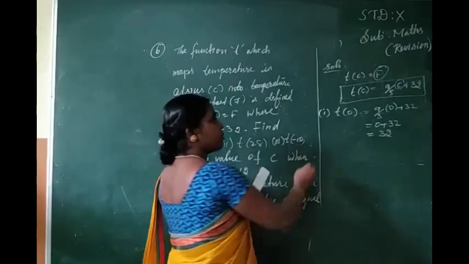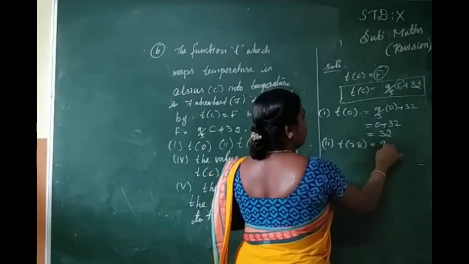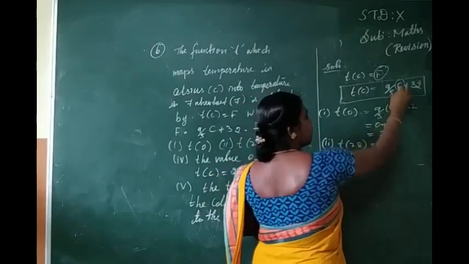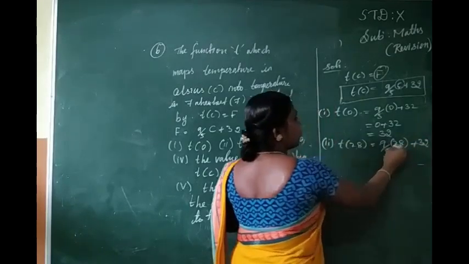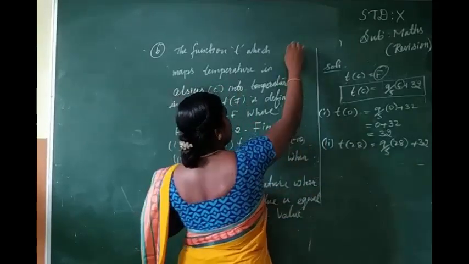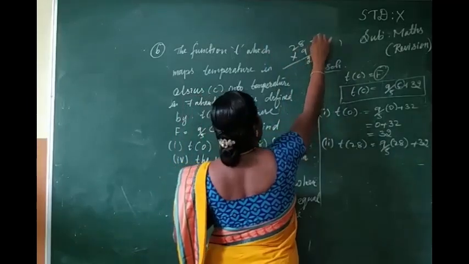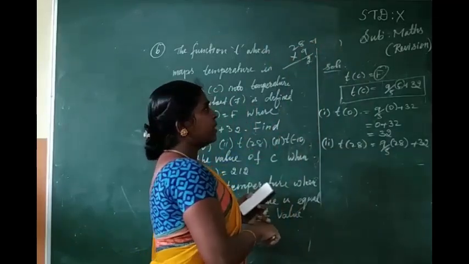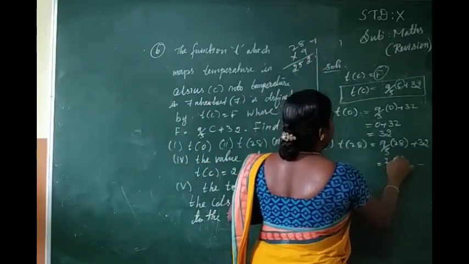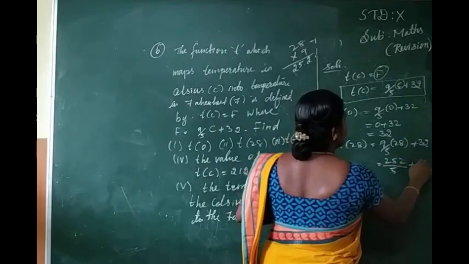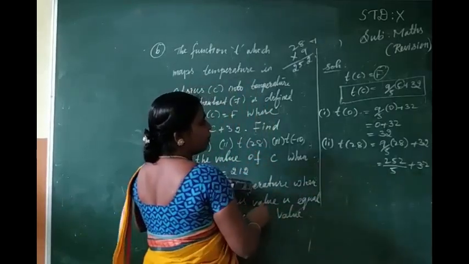The second subdivision, T of 28. T of 28 equal to 9 by 5, instead of C you have to say 28, into 28 plus 32. Now we multiply 9 into 28. 9 8s are 72, remaining 7. 9 2s are 18. 18 plus 7 is 25. So 252 divided by 5, plus 32. Next you want to divide 252 by 5. Listen.